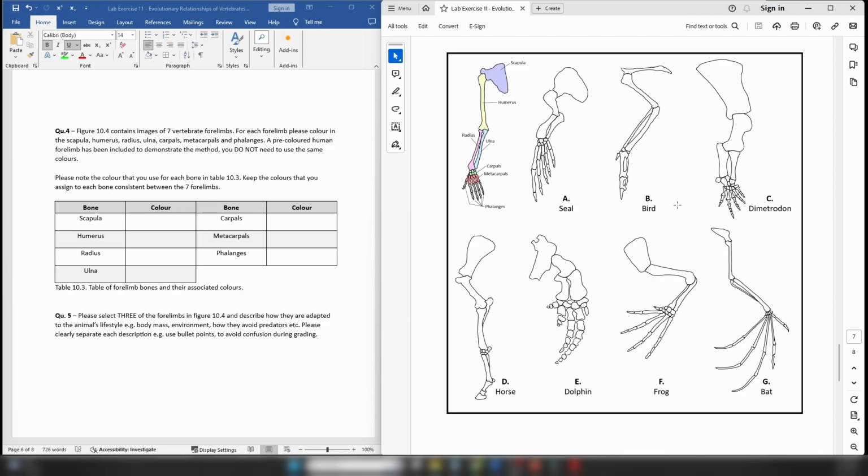ulna. The other thing is that because these organisms are all related to each other, the bones are going to occur in the same order. So you're not suddenly going to get the humerus occurring before the scapula. The scapula is always going to occur first.